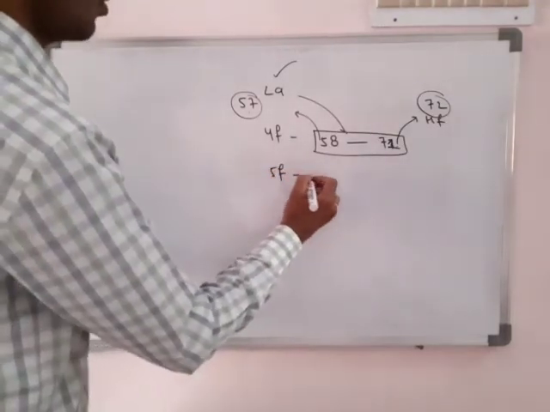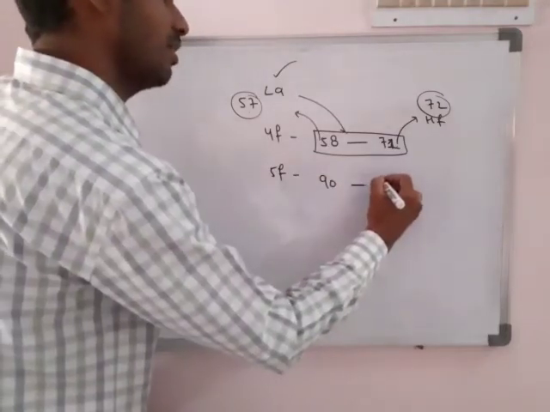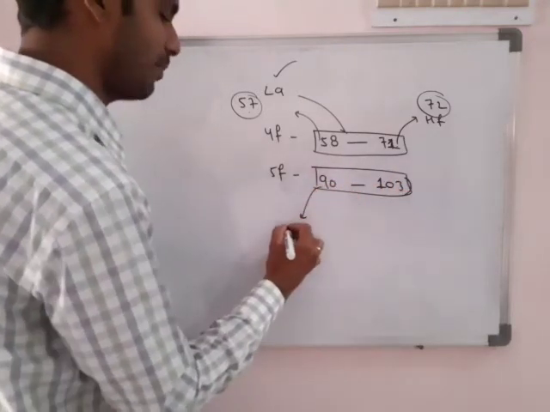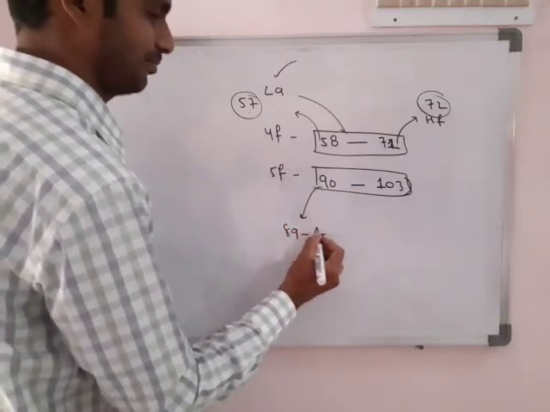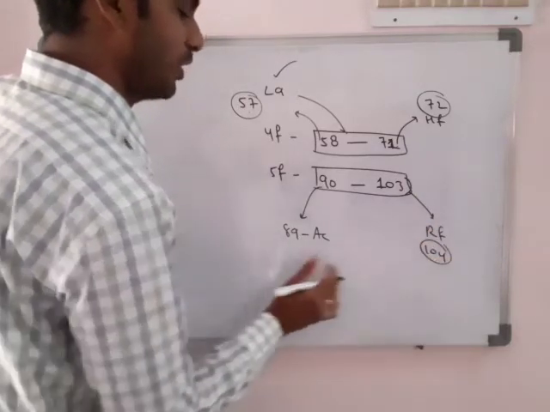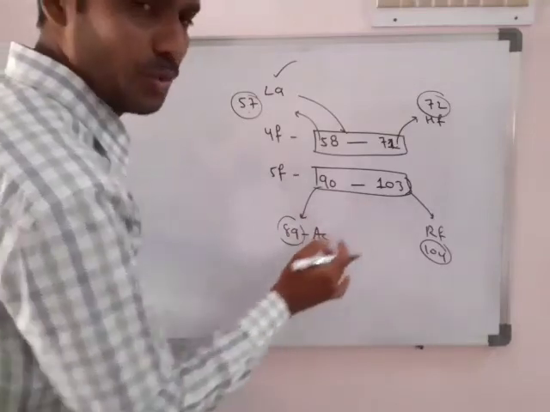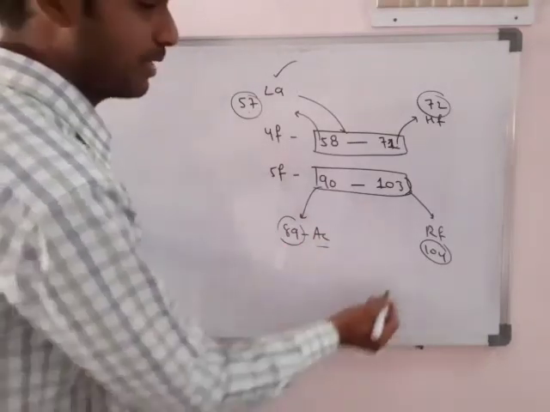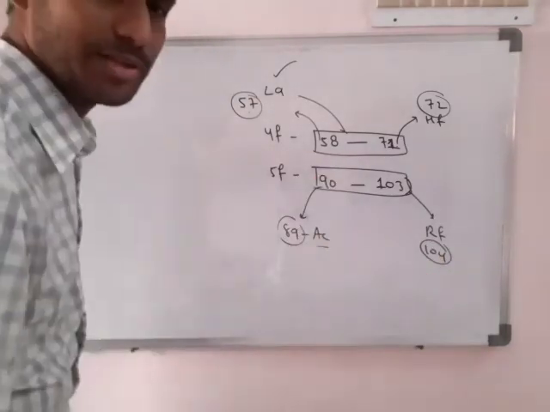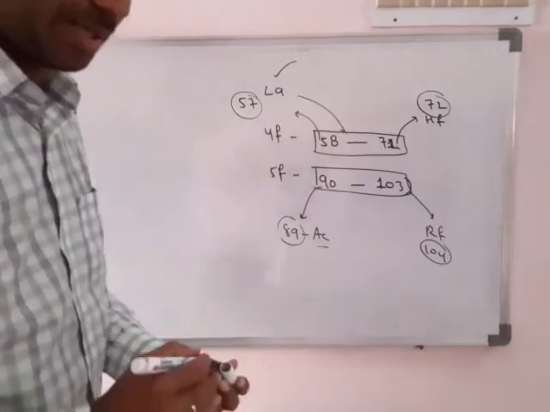Next, if you see the 5F series, what is the starting element? Thorium 90, and the last is lawrencium 103. Before these elements there is element 89, that is actinium. After 103 comes rutherfordium 104. So these atomic numbers, 90 to 103, lie between 89 and 104. Here actinium is a d block transition element, and rutherfordium is also a d block transition element, so they are treated as inner transition elements. That means the other name of F block elements is inner transition elements.